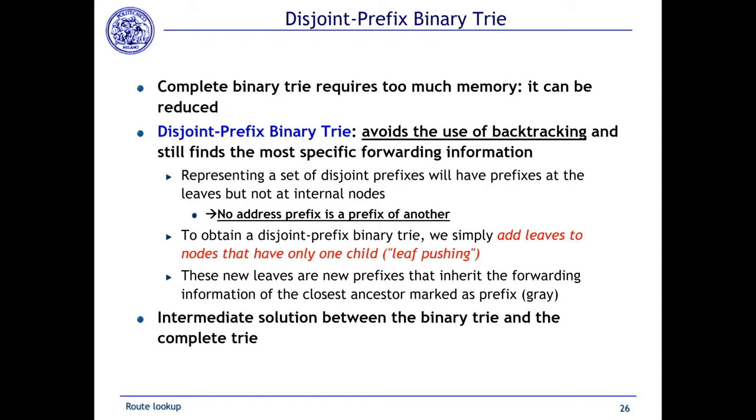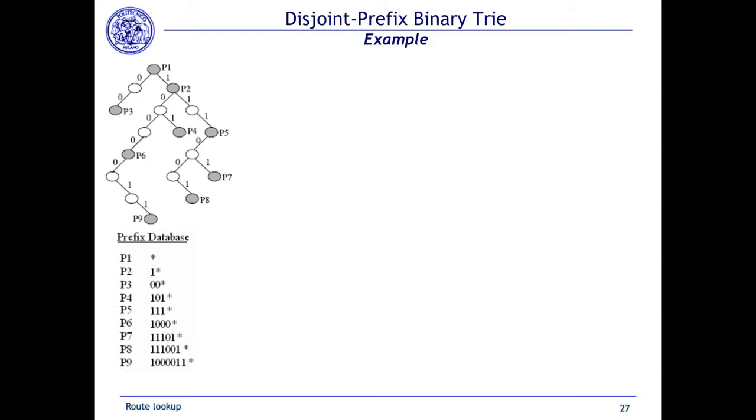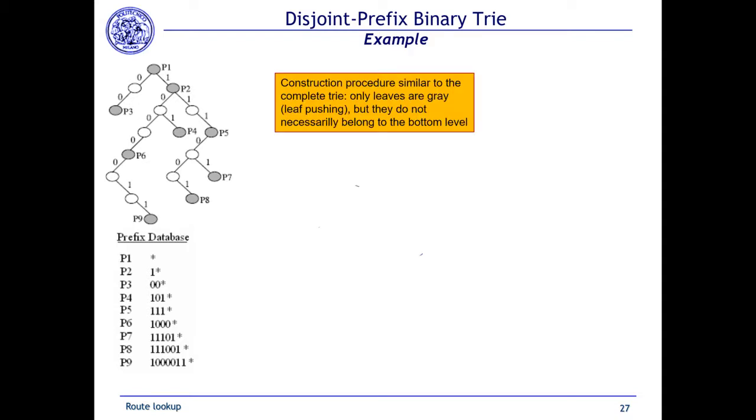And the technique is that we have to add leaves to the nodes that have only one child. This is also called leaf pushing. So these leaves that we have to create in order to transform the basic trie into the disjoint binary trie will become gray, taking the properties of the closest ancestor. So we have to perform an operation that is similar to the previous one. An example is always more clear than the description. So we have to perform a leaf pushing.